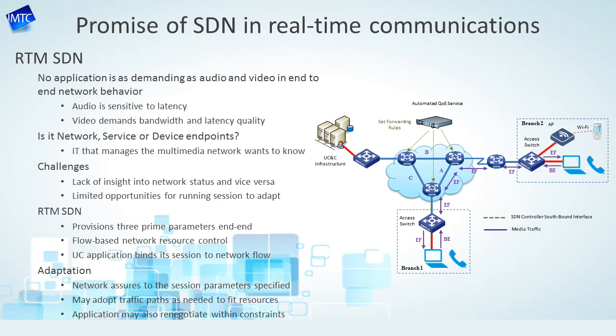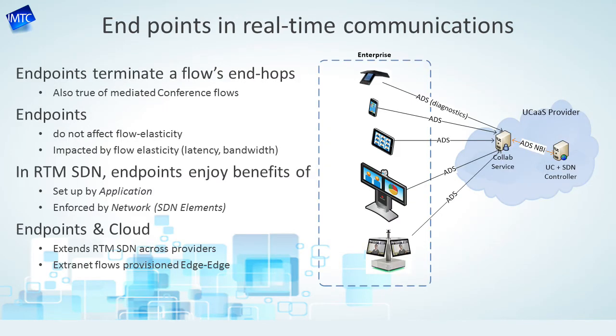So in the next slide, we will get to see the endpoints terminating. Essentially, it is the endpoints that are terminating the flows and hops. So therefore, the automated diagnostic services are able to provide the device-specific statuses to the UC application. And as Chris and Manfred detailed, the SDN network is able to provide the information to the collaboration service as and when there are network events that are changing it.